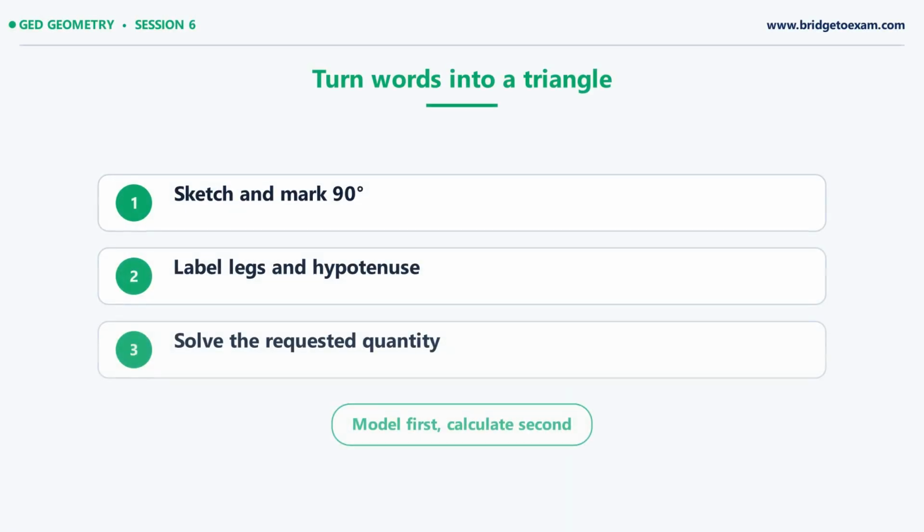Welcome to Session 6. Real GED questions often hide the right triangle inside a story. Your job is to sketch, mark the perpendicular directions, label the sides, and identify the requested quantity. Once the model is correct, the arithmetic is usually familiar. Today, we will practice routes, diagonals, units, and a second-step cost calculation.